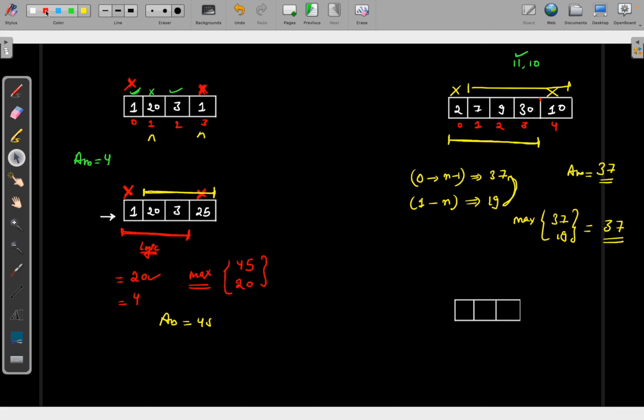Moving with this 232, here we were getting 3 as an answer, right? Okay, so let's see. In the first, I will ignore this one and I will find the maximum of it, right? So here, if I am starting from 0 till n minus 1, I will get the maximum as 3.